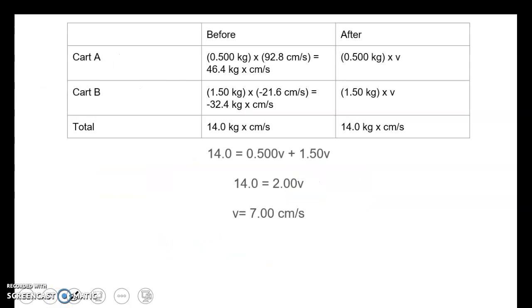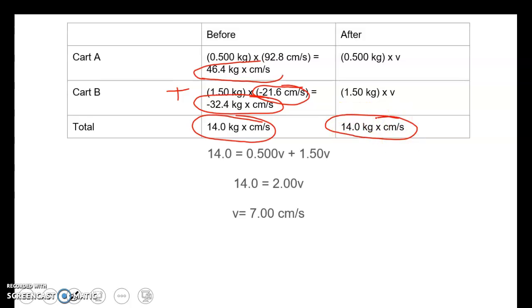As we make our chart and we look at cart A before, mass times velocity, and we get 46.4 kilograms times centimeters per second. Again, centimeters per second is fine, as long as it's consistent throughout the problem. Now, cart B, you take its mass, remember it's going in the negative direction, so its velocity is negative, therefore it'll have a negative momentum. Now, we add those two together to get a total momentum in our system of 14. Since momentum is conserved, our final momentum will also be 14.